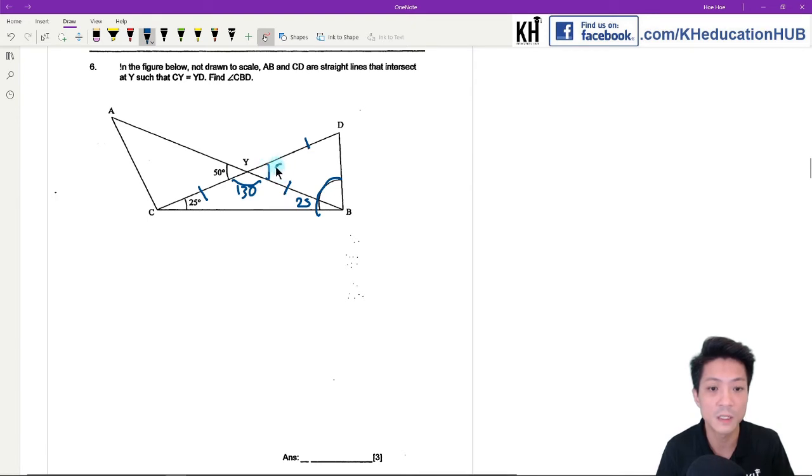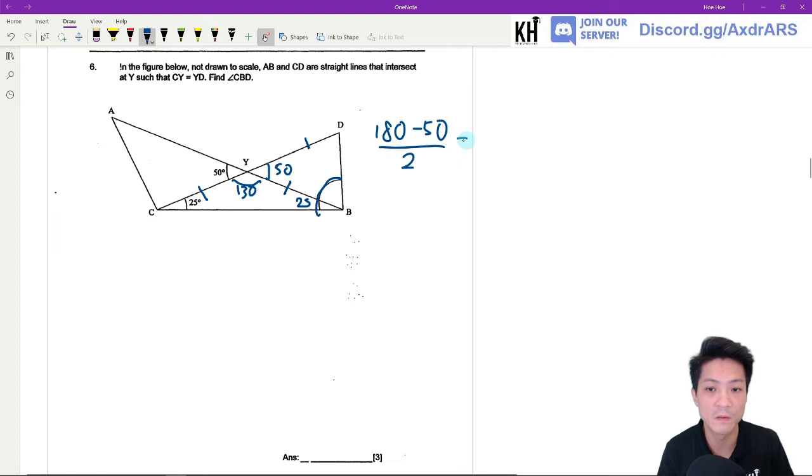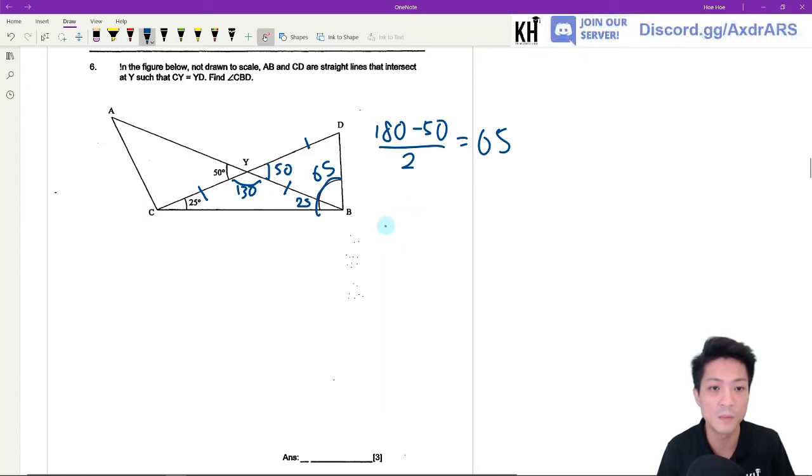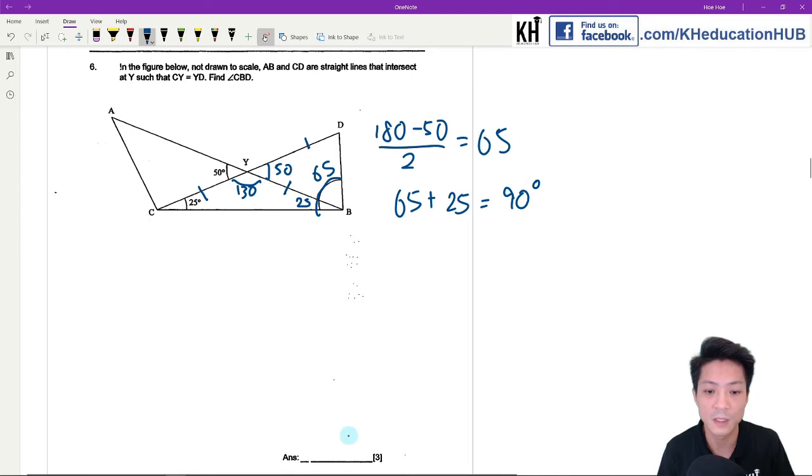If I can find that this is 50, I can work out what this angle over here is. 180 minus 50 divided by 2 is going to give me 65. So this angle is 65. So CBD is 65 plus 25. It's 90 degrees.